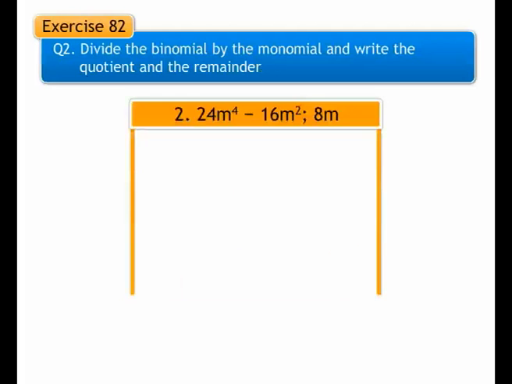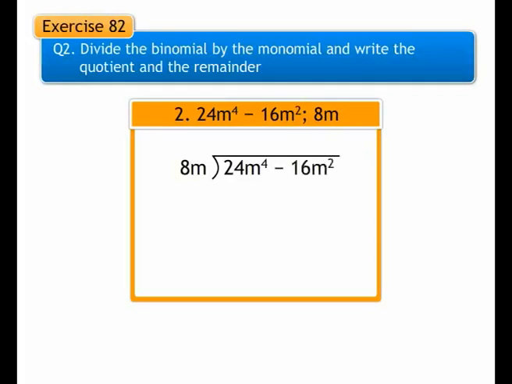2. 24m raised to 4 minus 16m square by 8m. This means to divide 24m raised to 4 minus 16m square by 8m. Here the dividend is 24m raised to 4 minus 16m square and the divisor is 8m. Let's separate the dividend into two parts, that is, 24m raised to 4 and the other is minus 16m square. Separation should always be along with the sign to avoid further mistakes in division. So always separate the dividend with a sign.